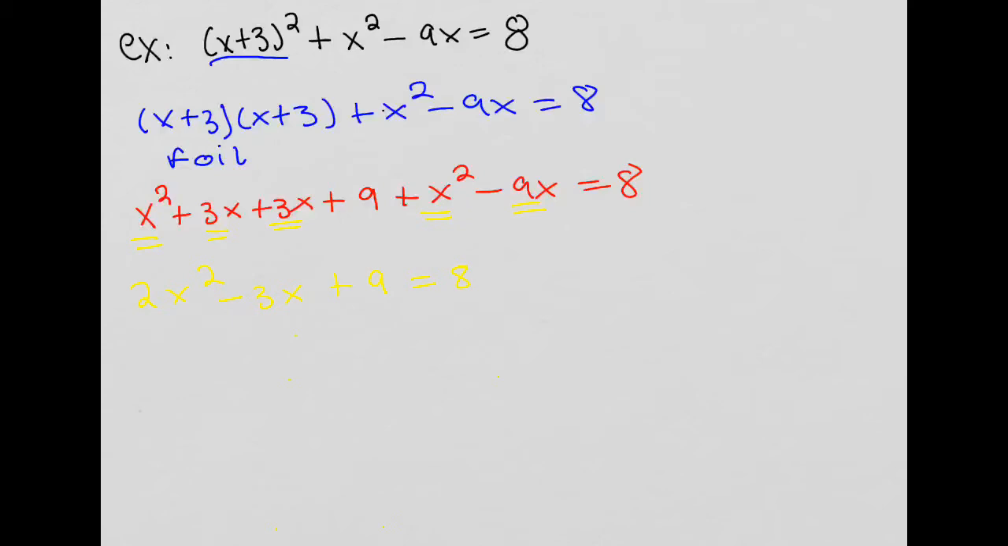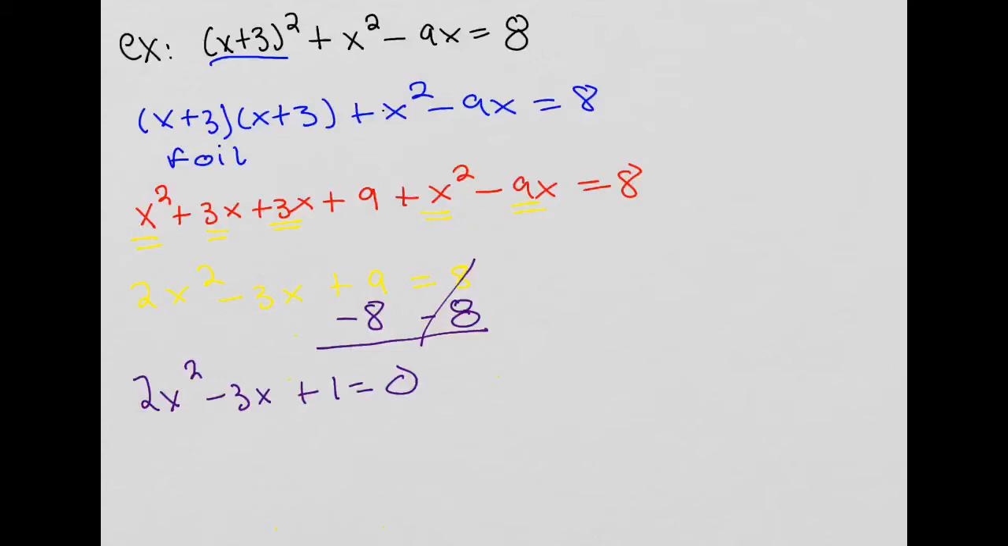So now I have another step. I need to make it equal to 0. So I'm going to minus the 8. So I have 2x squared minus 3x plus 1 equals 0 because 9 minus 8 is 1. So now I am left with an equation that is in standard form.